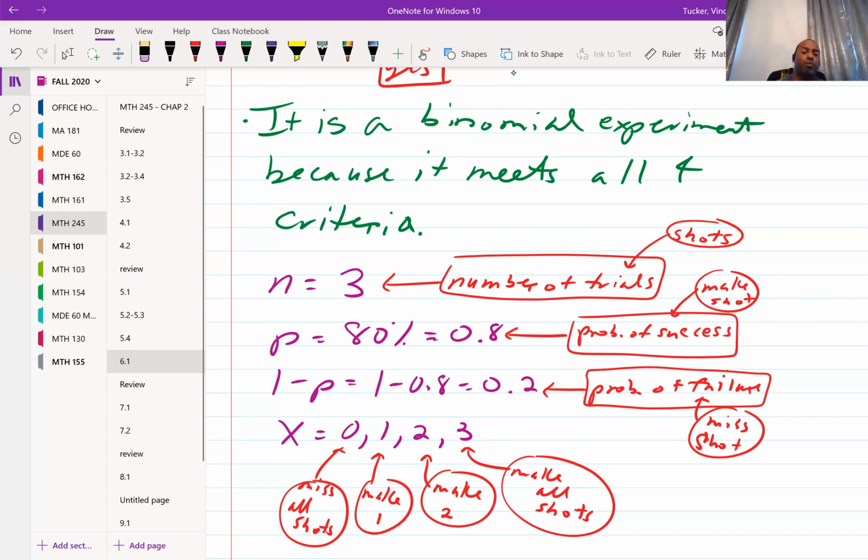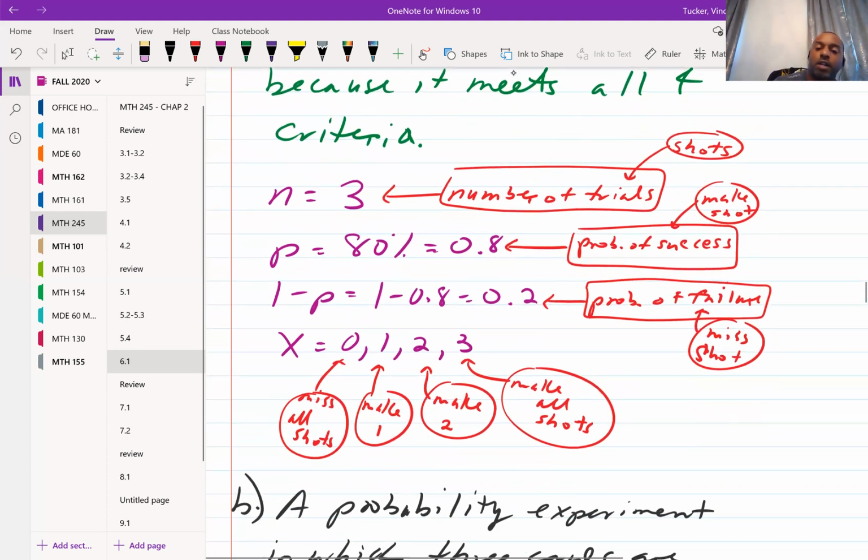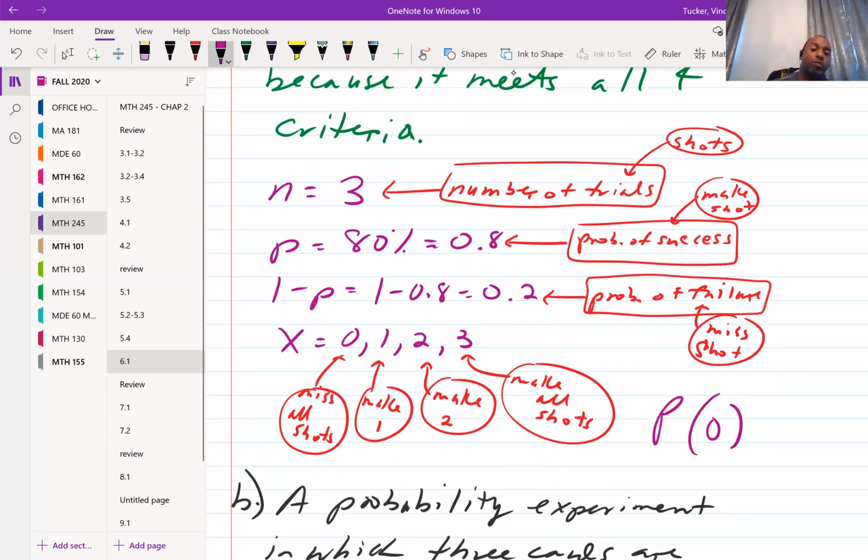So if I want to find a probability of X, let's say a probability of 0, what's the probability that he'll miss all his shots? Probability of 1, what's the probability of him making just 1 shot? What's the probability of him making just 2 shots? And then here, what's the probability of him making all 3 shots? So that's what we're saying here. When X is a specific number, what's the probability of him having one of those outcomes? All right. Any questions before we look at B?